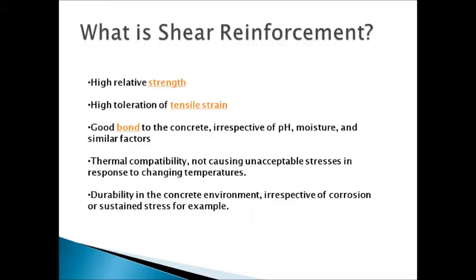Steel reinforcement helps to counteract the relatively low tensile strength of concrete to create a composite material which is strong in tension. By doing this, it eliminates cracking in the concrete, in other terms, structural shear failure. Steel reinforcement should have the following properties: high relative strength, high toleration of tensile strain, good bond to concrete, thermal compatibility, and durability in the concrete environment.